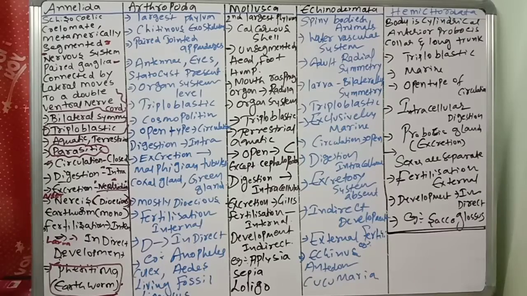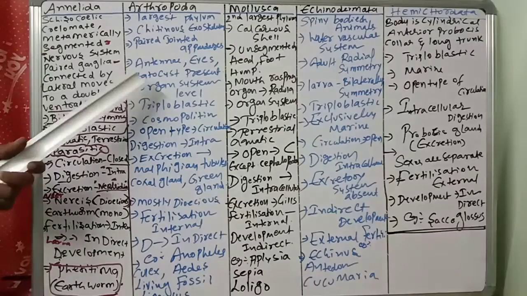It consists of a chitinous exoskeleton, very important. Next, the paired jointed appendages will be there. Arthropoda have paired jointed appendages. That's why arthro means jointed, poda means appendages. So that's why it's called Arthropoda.